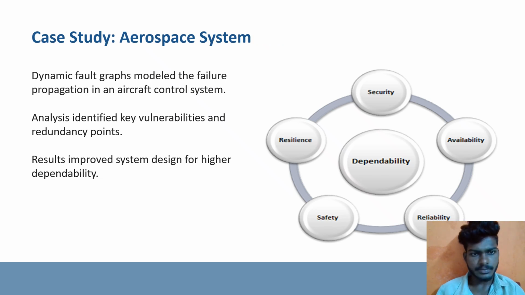Case study: aerospace system. Dynamic fault graphs modeled the failure propagation in an aircraft control system. Analysis identified key vulnerabilities and redundancy points. Results improved system design for higher dependability.